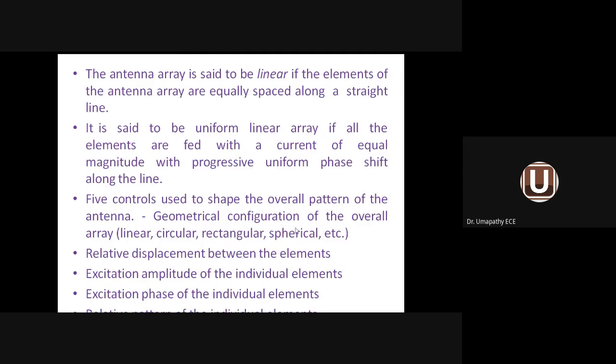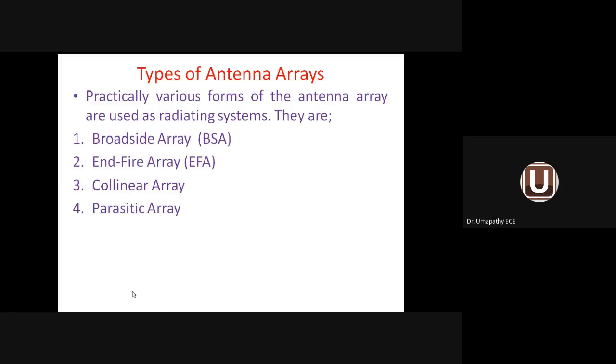First one is geometrical configuration of the array. Second one, displacement between the elements. Third one, how much amplitude of current is flowing to the element. Fourth one, what is the phase difference between the adjacent elements. Last one, relative radiation pattern. So there are 4 types of antenna arrays available: broadside array, end-fire array, collinear array, and a parasitic array.